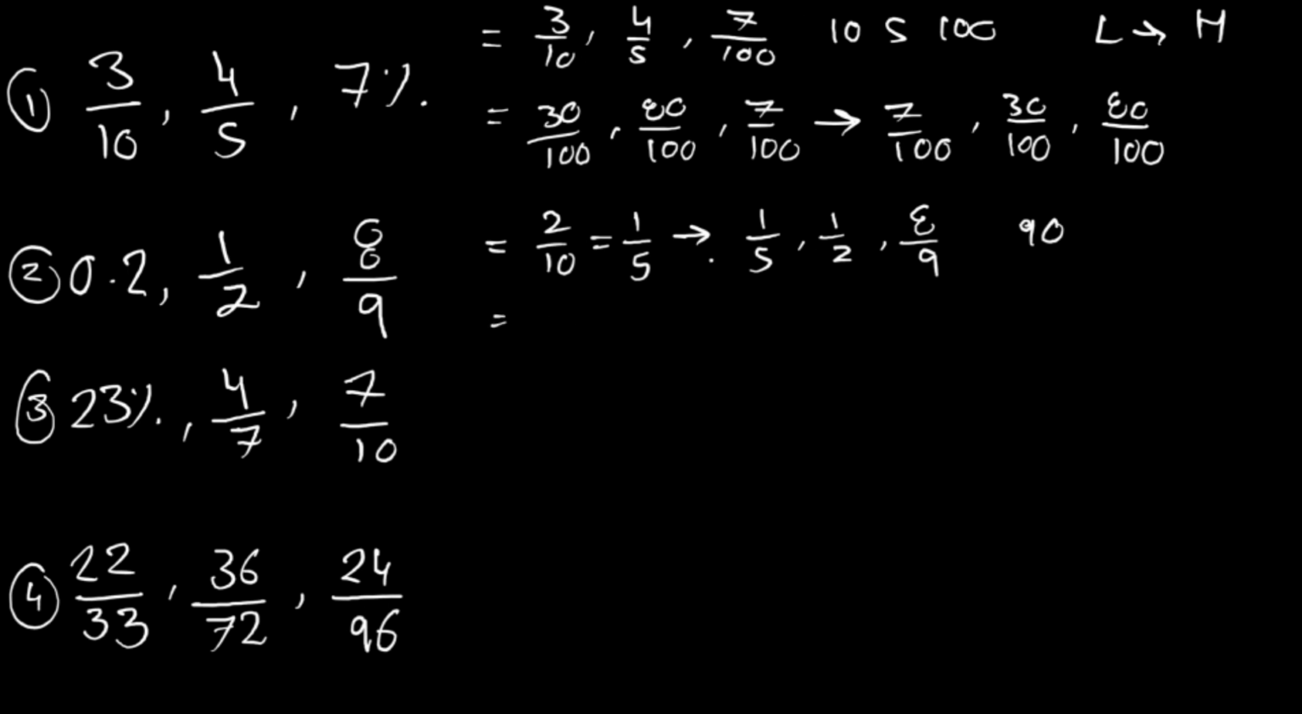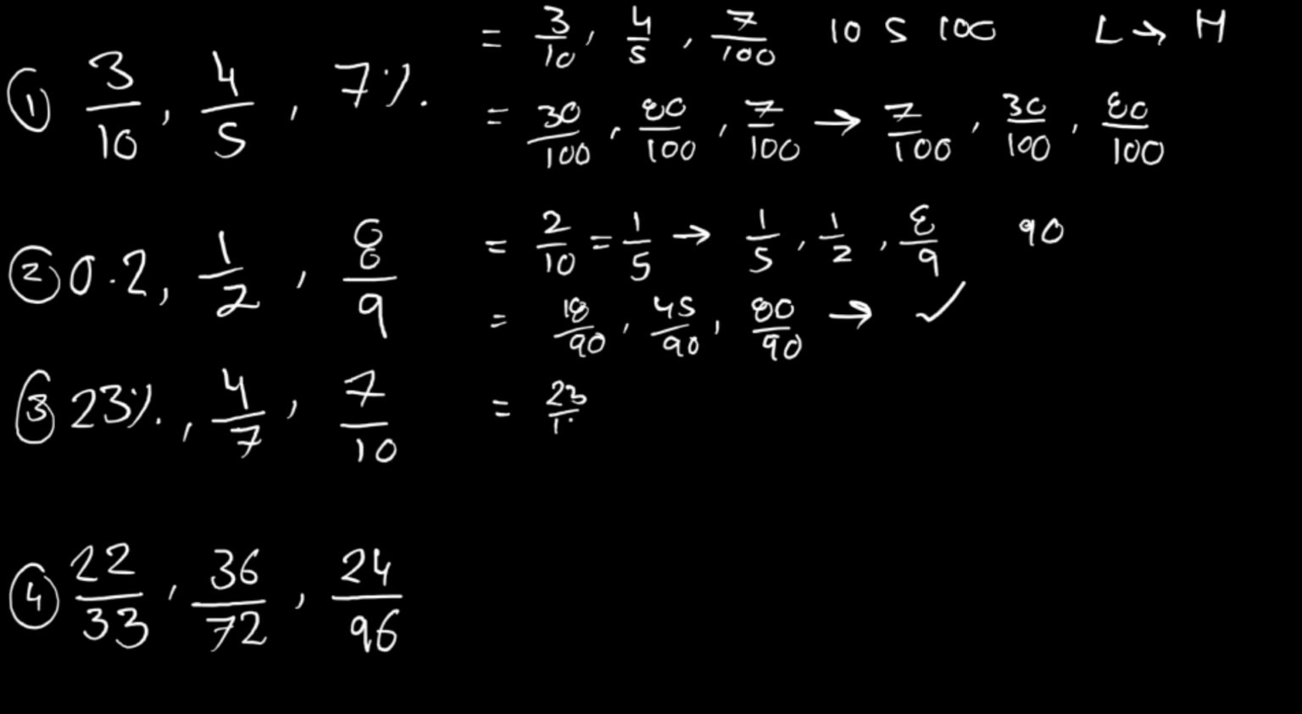So 1 over 5. 5 times 18 is 90. So 18 over 90. 45 over 90. And 80 over 90. Put them in order from lowest to highest, and that will be your answer.